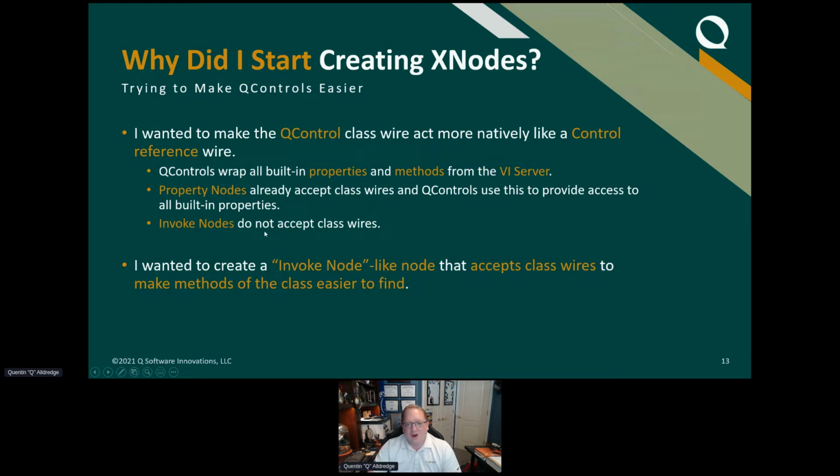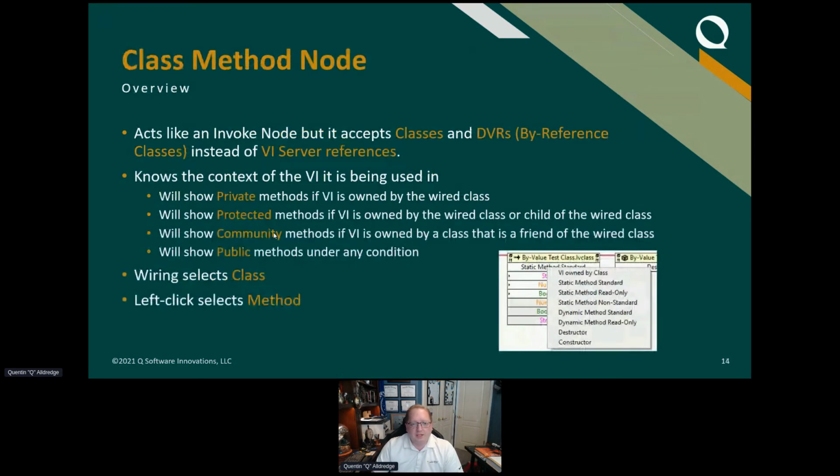Invoke nodes right now don't accept class wires, but property nodes do. So I wanted to create an Invoke Node-like thing that accepts class wires. I started looking into it, and I did create the class method node. It is available on vipm.io, and I'll show you some more about it. What's cool about it is I also made it so that it could handle by-reference classes too. So you could wire a class wire into it, or a by-reference DVR-wrapped class into it, and it scripts accordingly and lets you see the methods.